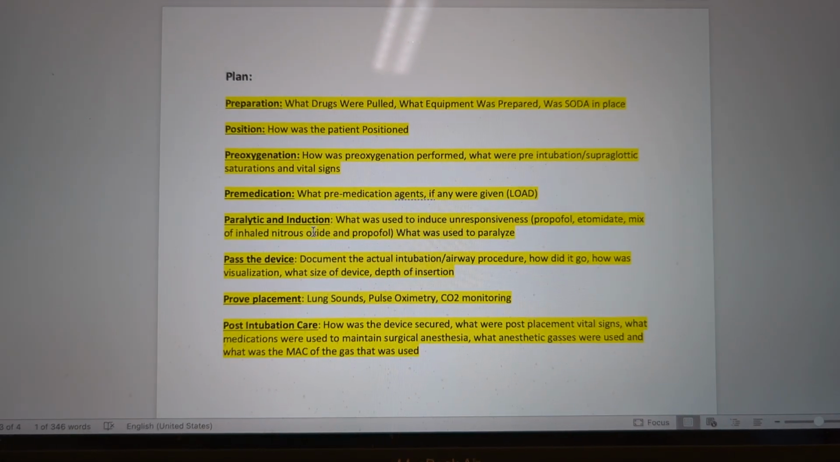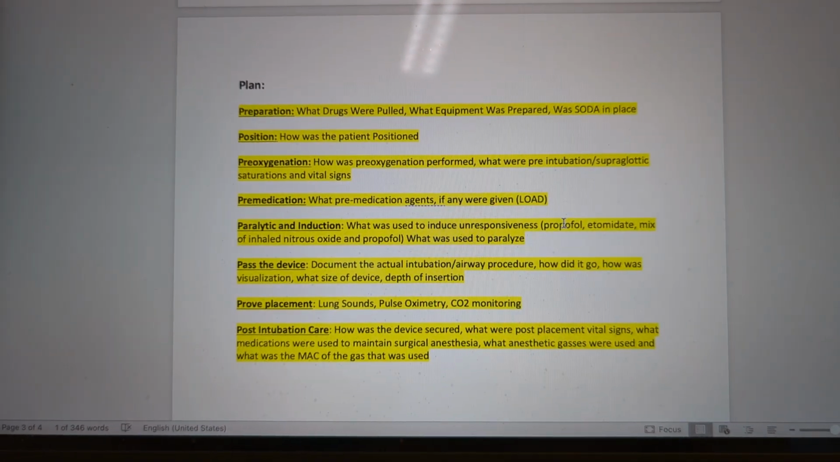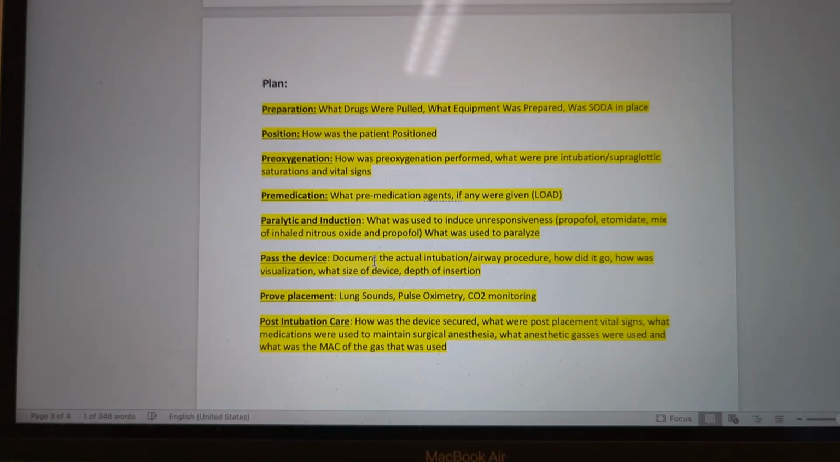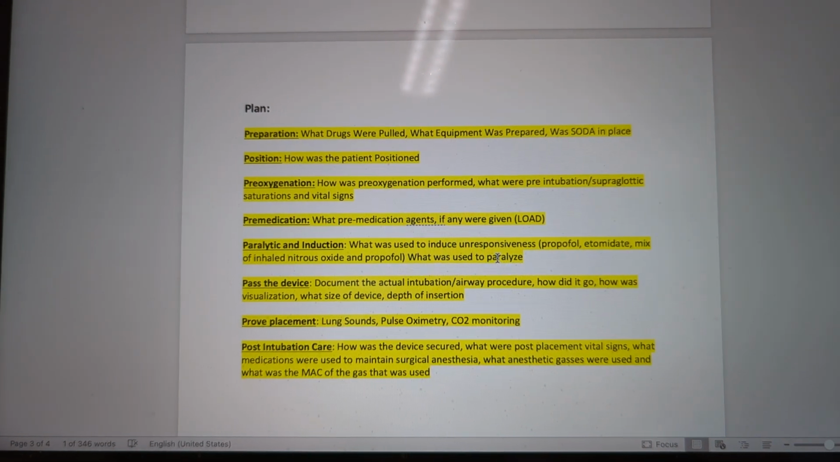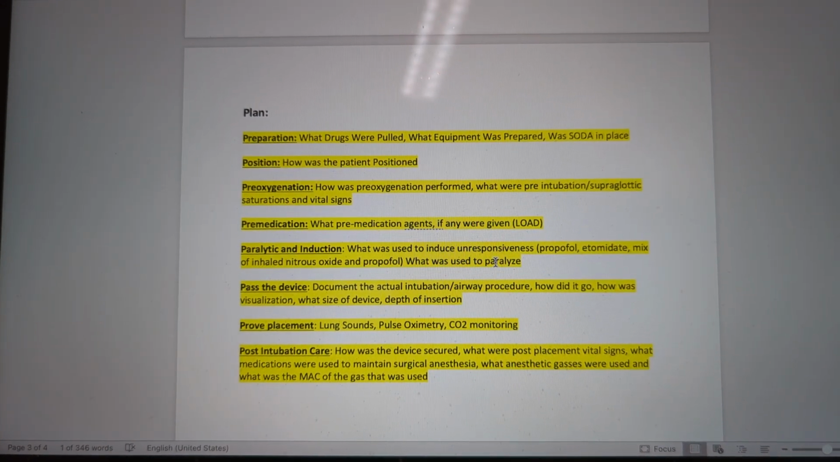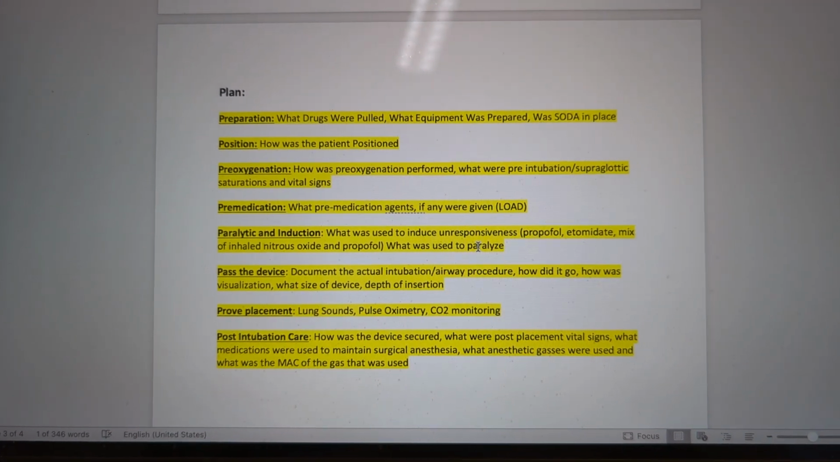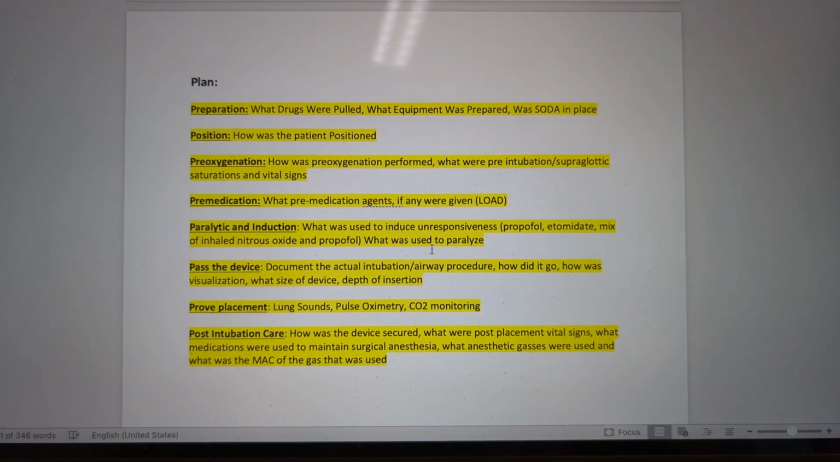Paralytic and induction. What was used to induce unresponsiveness? For example, was propofol used, etomidate, ketamine? Was it a mixture of inhaled nitrous oxide or propofol? And what was used to paralyze the patient? What kind of paralytic? Was it rocuronium? Was it vecuronium? Was it succinylcholine? What dose was given of these agents?